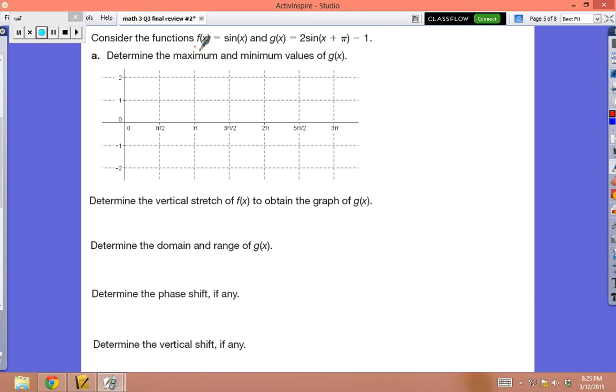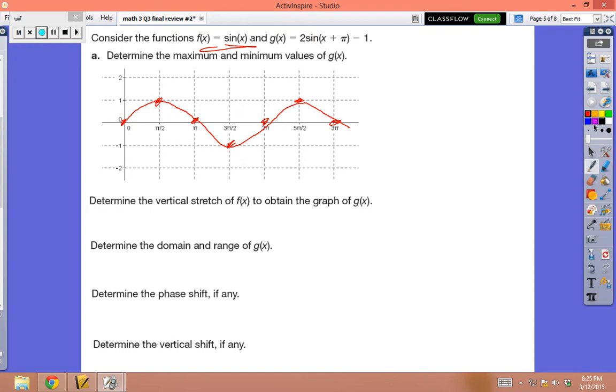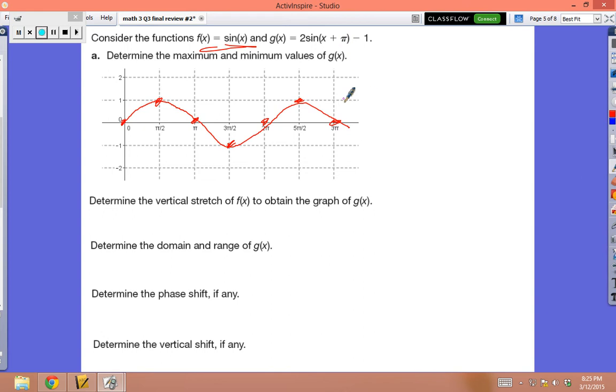Okay, so consider the functions sine of x. That's just the parent function. So sine of x starts at 0, goes up to 1, back to 0, down here. It just keeps doing that over and over. So this is the parent function. Okay, now this is a transformed function. So let's see if we can figure out what's going on.